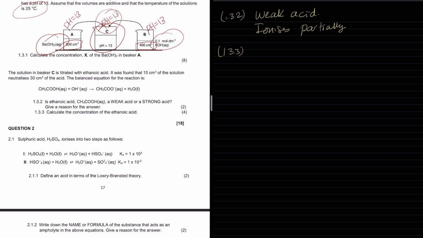1.3.3, calculate the concentration of the ethanoic acid. Now, to calculate the concentration, we can use the titration formula, where whenever there's complete neutralization, CAVA over CBVB is equal to NA over NB. So we want the concentration of the ethanoic acid, so Ca will be unknown. The volume of the acid, they tell us, is 30. Now, when we use this formula, we don't even have to convert. Cb is the concentration of the base. Concentration of the base, we've been told, is 0.1.